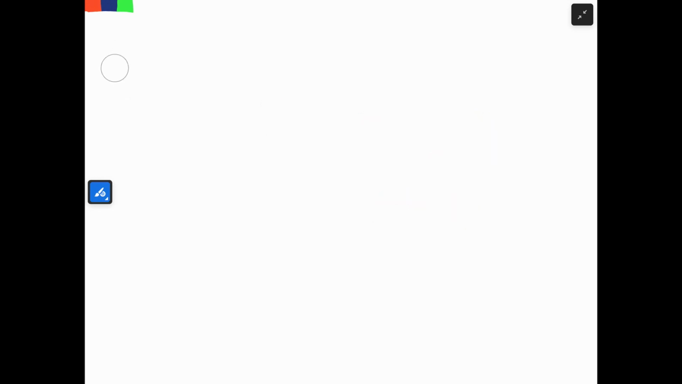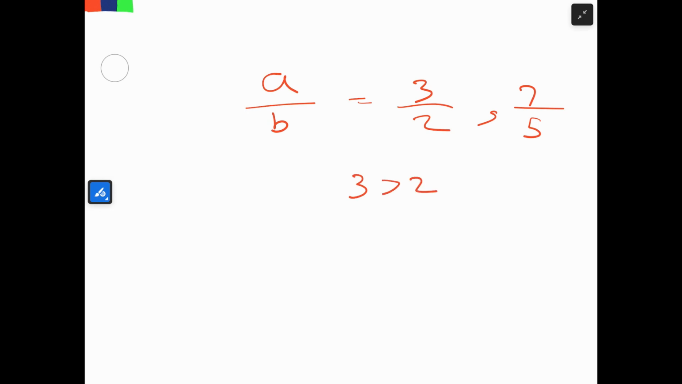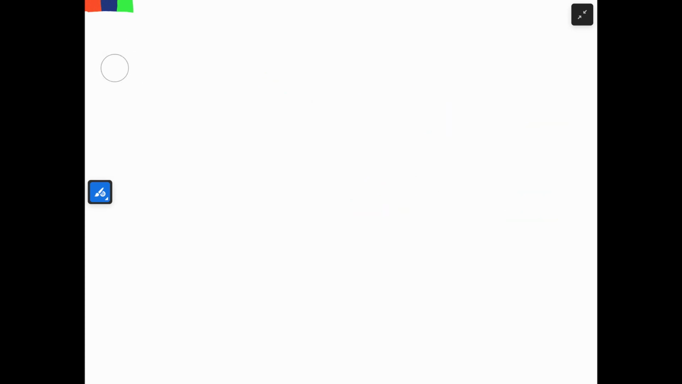Improper fractions are the fractions where the numerator is bigger than the denominator. For example 3 by 2 or 7 by 5. Here 3 is greater than 2 and 7 is greater than 5. So we can say that these are improper fractions. So now we know what proper fractions and improper fractions mean.